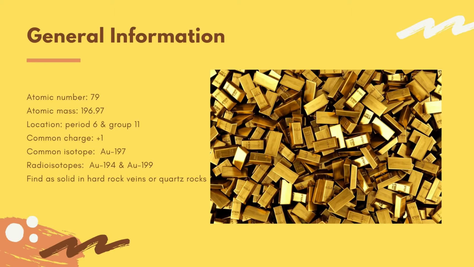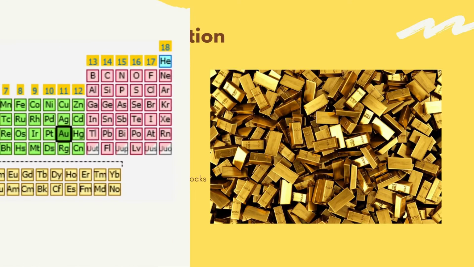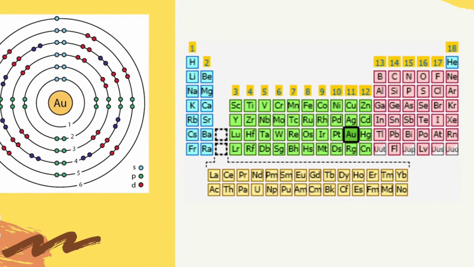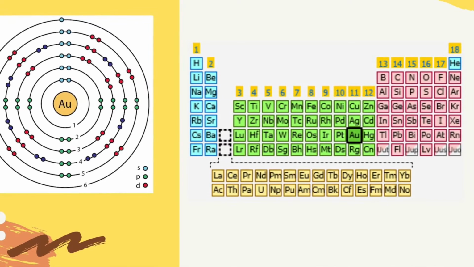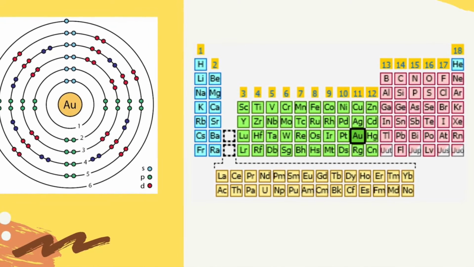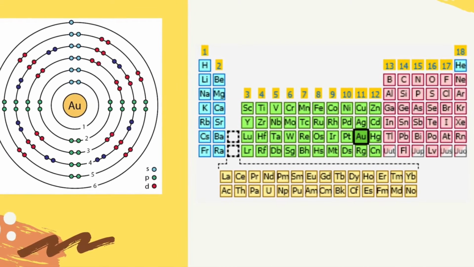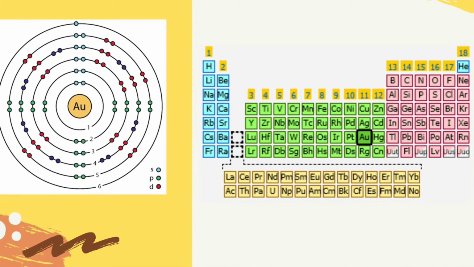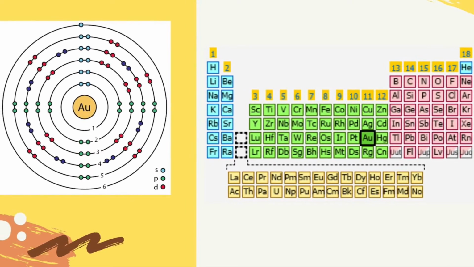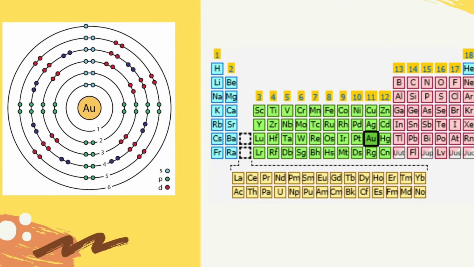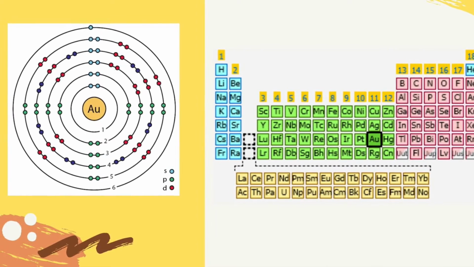Also, gold can be found as a solid in hard rock veins or quartz rocks. This slide is just showing gold's Bohr model and its location on the periodic table. As we can see in the picture on the right side, gold is in the 5D group on the table, and in the picture on the left side, we can see that gold has 6 rings in its Bohr model.